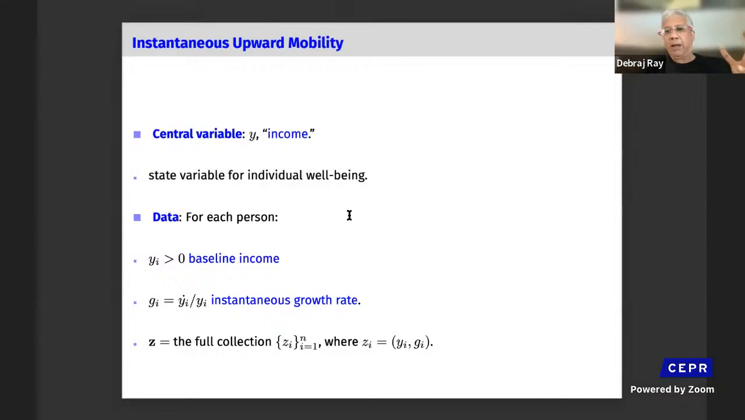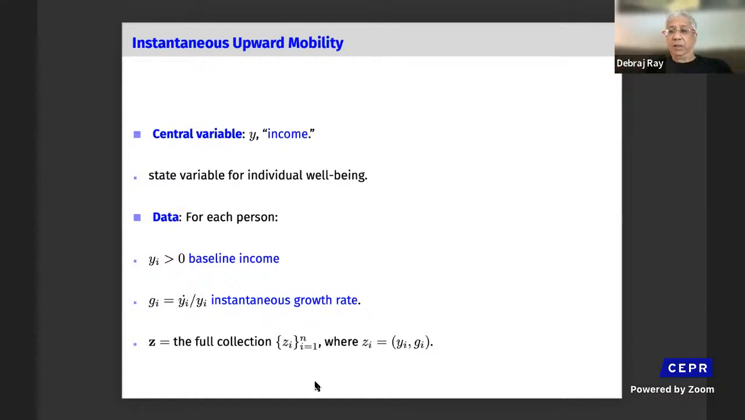So what do we have for each person? For each person, we have some data. First, we know their baseline income, which I'm going to denote by Y_i for person i. And second, we know the instantaneous growth rate of that income, which I'm going to denote by g_i. As you see, the definition is down here: it's Ẏ_i divided by Y_i.